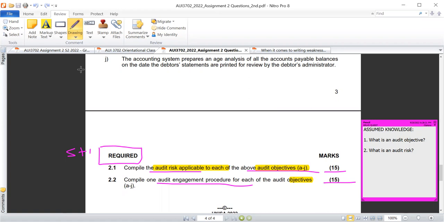What is an audit objective? Now, guys, an audit objective in simple terms is always what the auditor intends to achieve by performing or carrying out an engagement. I repeat, it simply refers to what the auditor intends to achieve by performing or carrying out an audit engagement. So what is an audit engagement? An audit engagement is simply an assurance service that is provided by the auditor to a client. That's what you call an engagement.